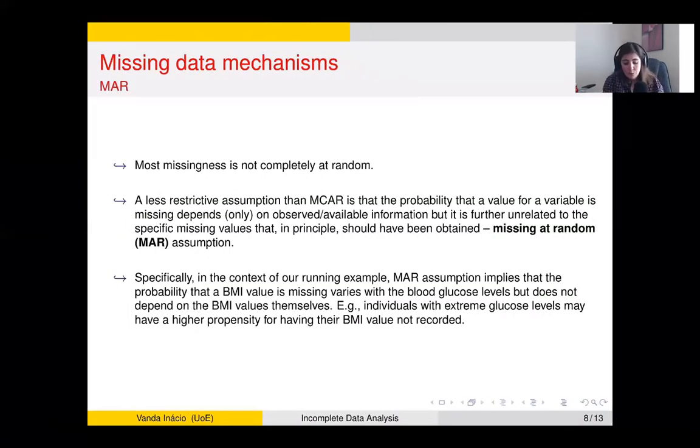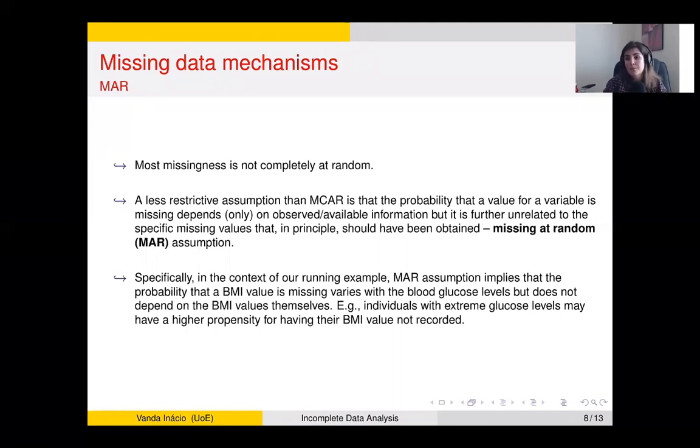So, as we have seen, missing completely at random is a very strong assumption, and in fact, there are no reasons to believe that most values will go missing in a completely at random fashion. A less restrictive assumption than missing completely at random is missing at random. And missing at random implies that the probability that a value for a variable is missing depends only on the fully observed variables in our data set, but is further unrelated to the missing values themselves.